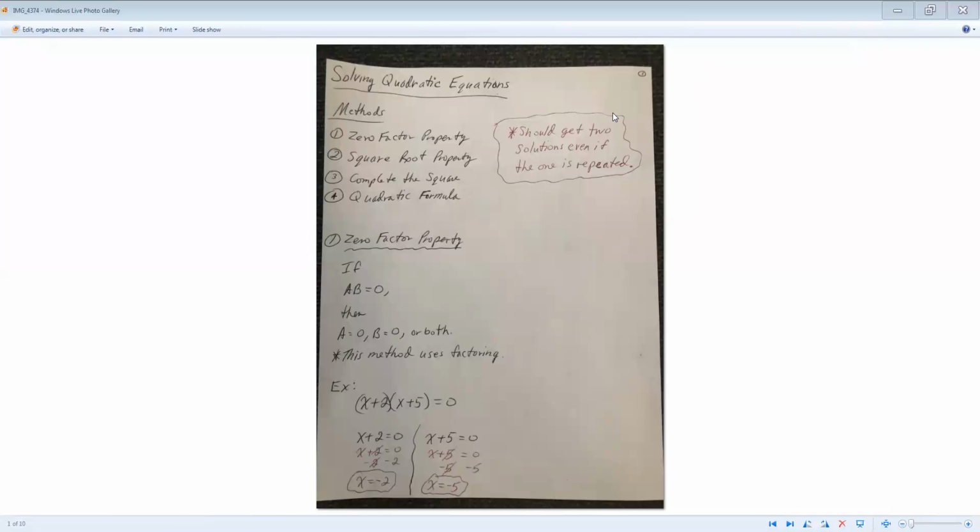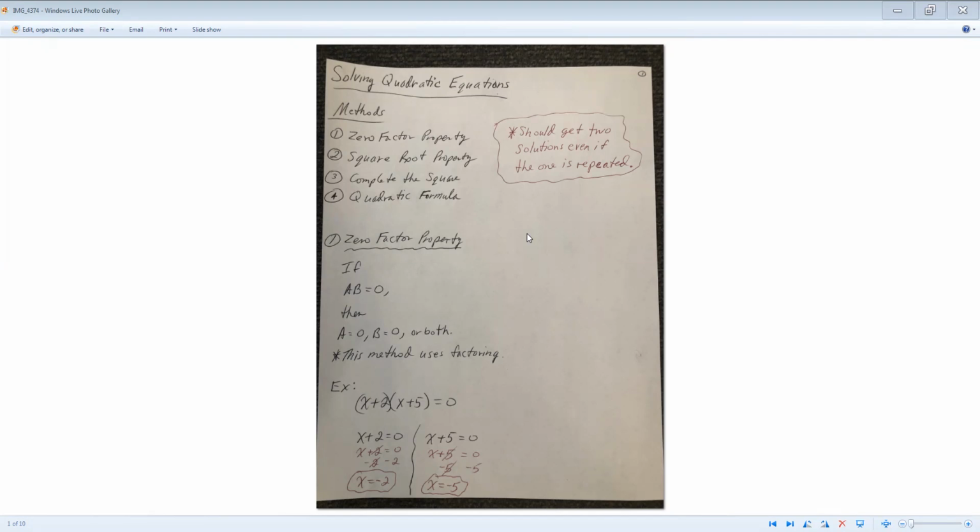This video is on solving quadratic equations. This chapter gives us 4 methods in which we will be able to solve quadratic equations. The first one is the zero factor property, second one is square root property, third is completing the square, and then fourth is the quadratic formula.